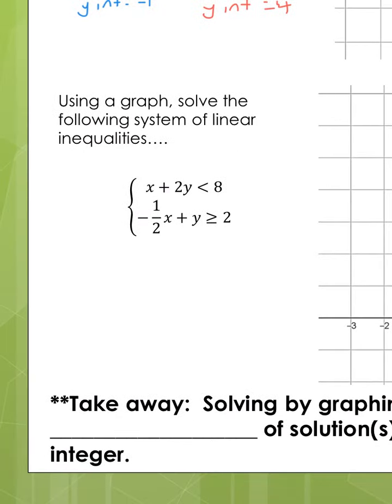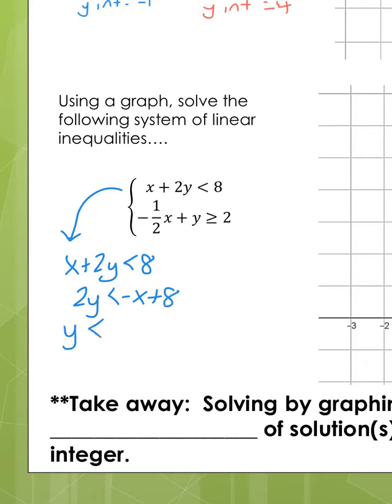So on this top inequality here, I have x plus 2y is less than 8, and same thing we did before. I want to get this into slope-intercept form, so I'm going to subtract x from both sides, and I'm going to divide both sides, that means all terms, by +2. Now remember, if I'm ever dividing or multiplying an inequality by a negative number, I would have to change the direction of this symbol, but I did not have that here.